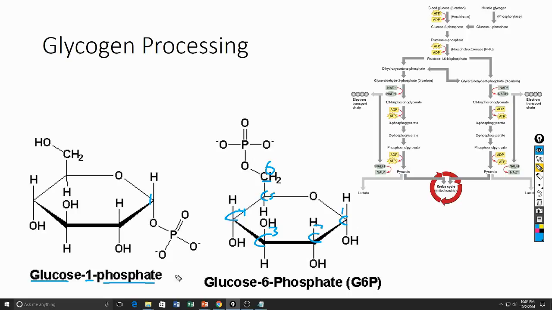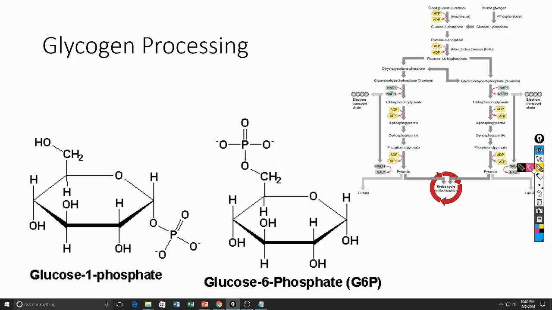The only difference between these two molecules is that that enzyme, that phosphorylase, has taken this phosphate from the 1 prime position and moved it to the 6 prime position. So it's the same stuff, essentially. It's just being moved around, and that slight change in the structure of that molecule means that it can enter here and then start going down the process.